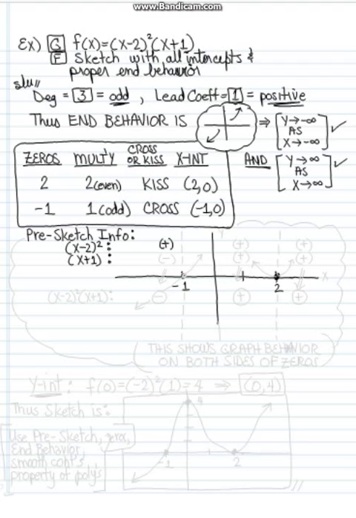So we're looking to the left of negative 1. Let's say x is equal to negative 100. That's to the left of negative 1. Plug it into (x minus 2) to the second power, we get a positive result. Plug x equals negative 100 into x plus 1, we get a negative result when we simplify.